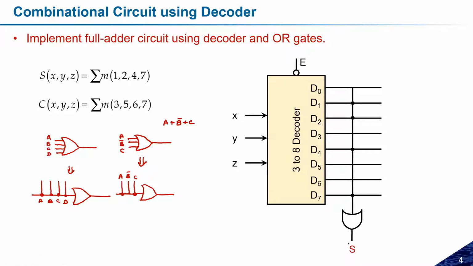If I want to make the sum, I bubble D0, D2, D4, and D7, and this is what we will get as the sum. Similarly, if I have to get the carry, in that case, I can bubble 3, 5, 6, and 7, and then you will get the carry. And this is the simple circuit for the full adder with the help of a decoder and the OR gate.